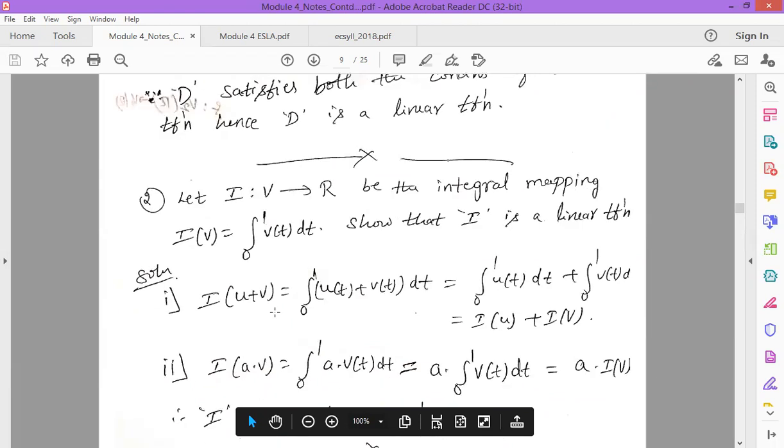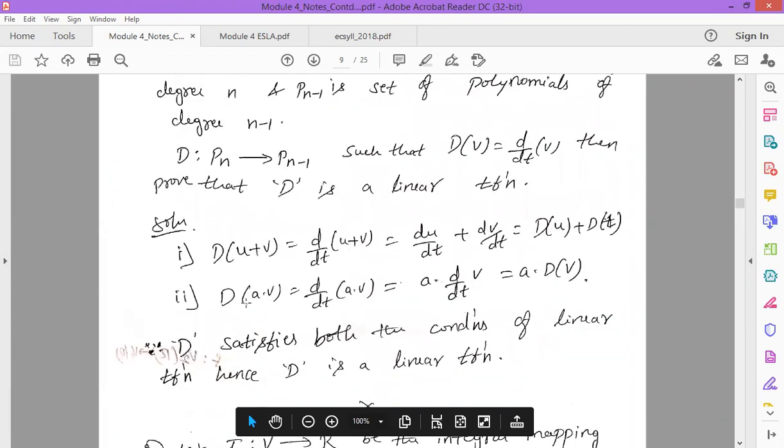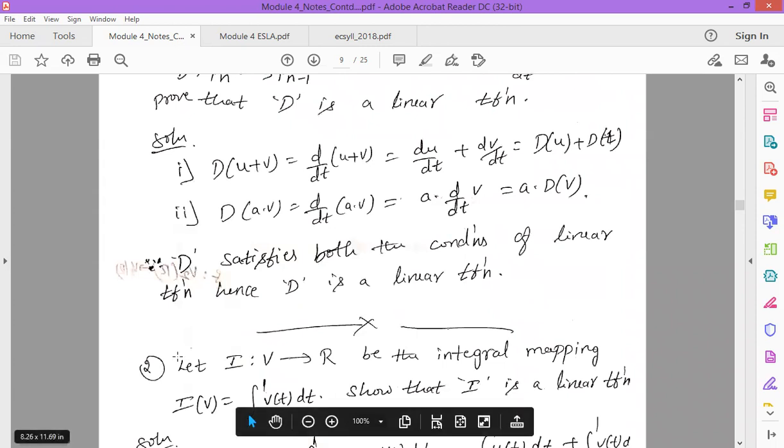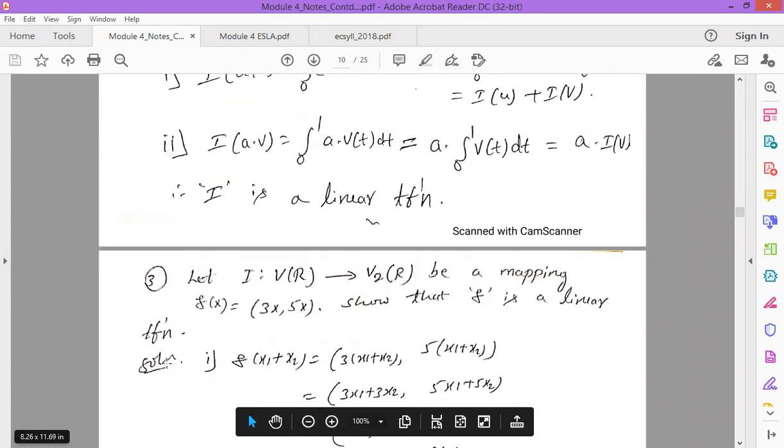So when you are given the differential operation as well as the integral operation, you just show these steps, explain, and mention it as a linear transformation function.